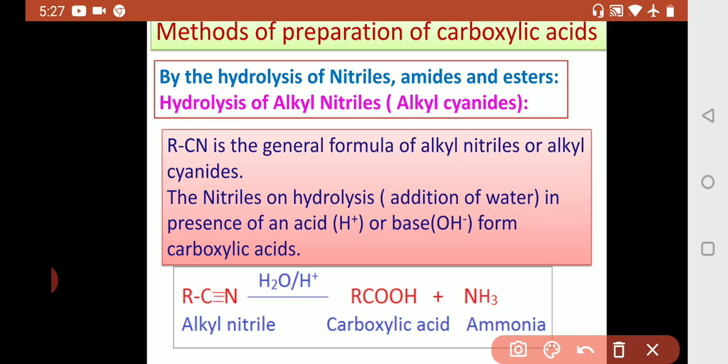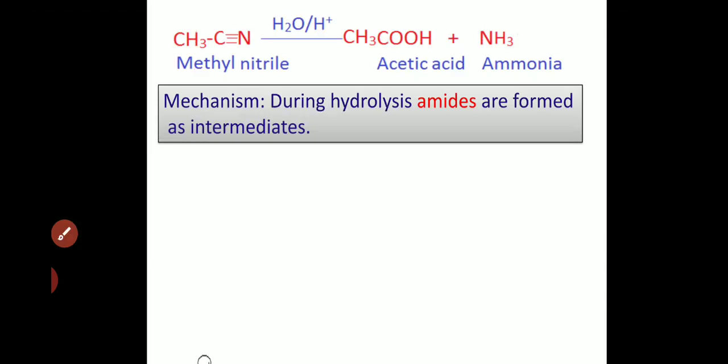For the mechanism, I am taking this equation: RCN, hydrolysis in presence of acid. Of course, we can take the hydrolysis in presence of base also. Now the mechanism is like that. Here we are taking the hydrolysis in presence of base, OH minus.